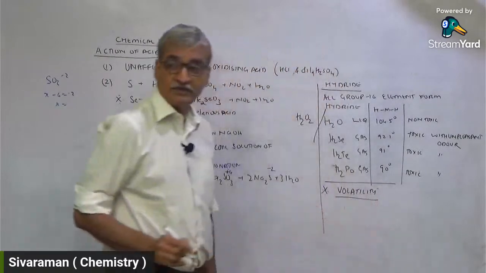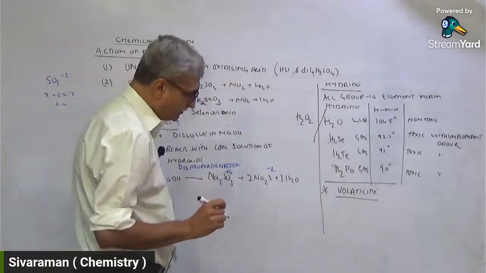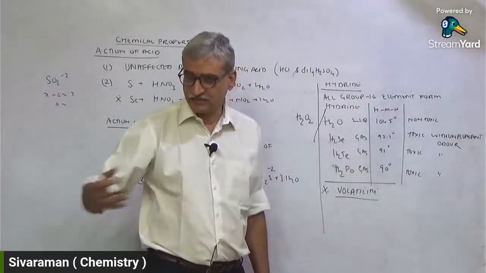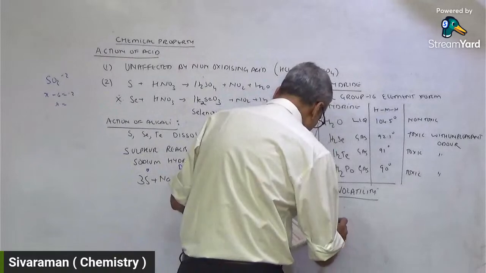It's not the boiling point, it is the volatile nature. Volatility is what is in question. Water is a liquid, whereas all the others are gases, so obviously they'll be more volatile. But when you come to volatility, what happens?